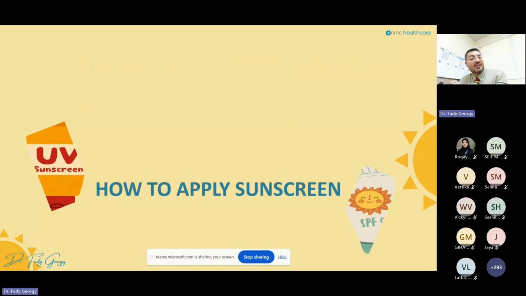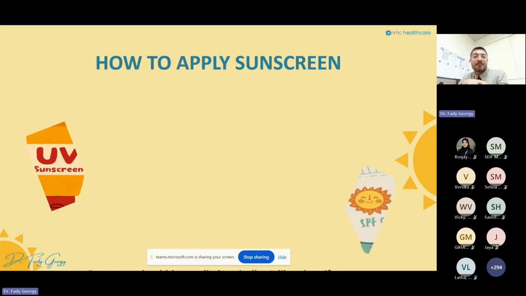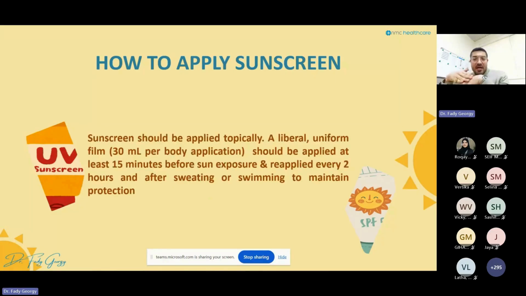How to properly apply sunscreen. Sunscreen should be applied topically on the skin. A liberal, uniform amount, 30 ml per body application, should be applied at least 15 to 30 minutes before sun exposure and reapplied every 2 hours. It should also be reapplied more if you're sweating, swimming, exercising, or profusely losing the applied sunscreen from your skin, to maintain the protection throughout the time you are spending in the sun.